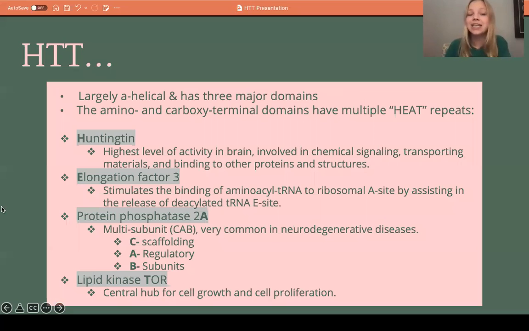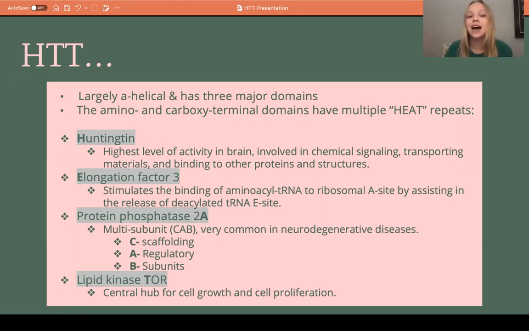So, HTT is largely alpha-helical and has 3 major domains. The amino and carboxyl terminal domains have multiple HEAT repeats. HEAT stands for Huntington, elongation factor 3, protein phosphatase 2A, lipid kinase TOR. So we can go more in depth on what each of those means.